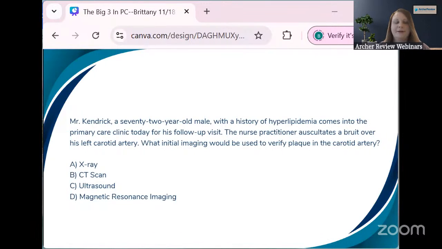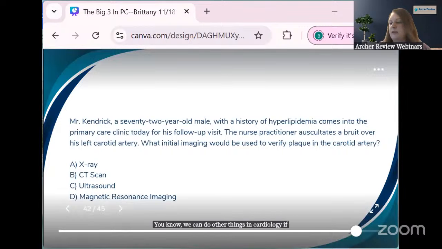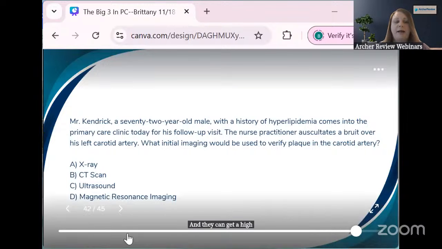Very good. That's right. You're going to get an ultrasound. This is going to help detect plaque within the vessel. And we can do other things in cardiology if they're going to see the cardiologist because we have further concerns, and they can get a high quality CT or MRI at that point. But we'll start with an ultrasound, right?